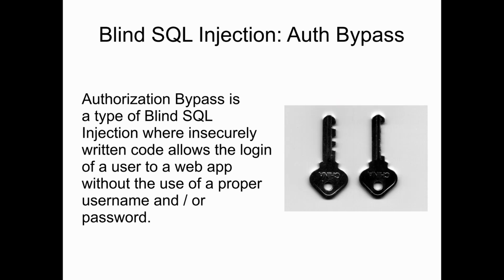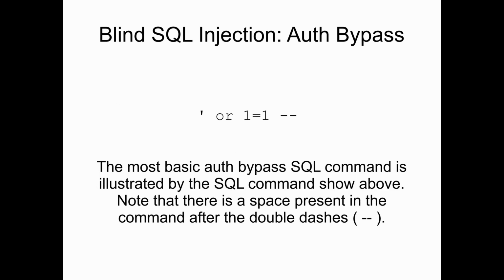Authorization bypass is a type of blind SQL injection where insecurely written code allows the login of a user to a web app without the use of a proper username and/or password. The most basic auth bypass SQL command is illustrated by the SQL command shown above. Note that there is a space present in the command after the double dashes.